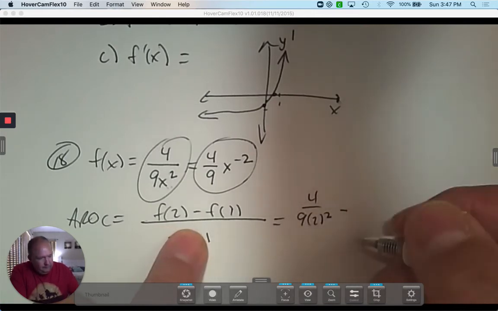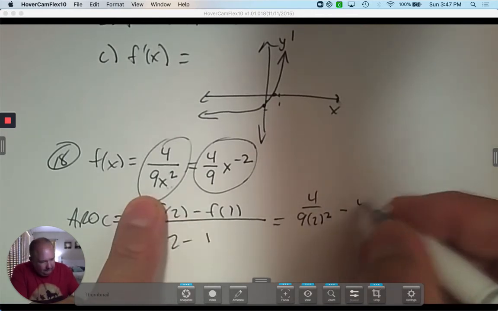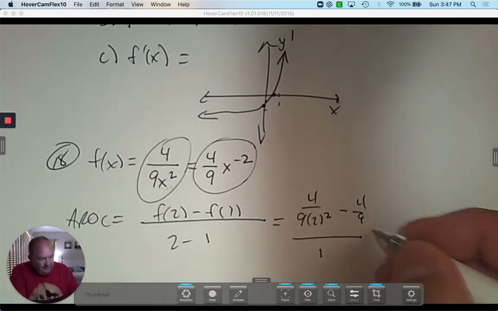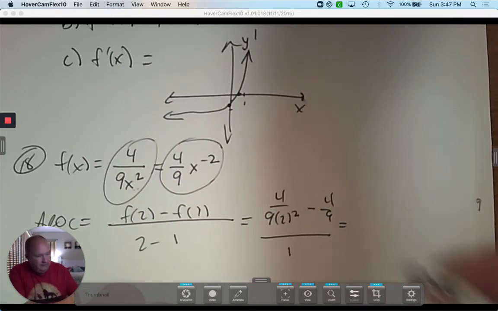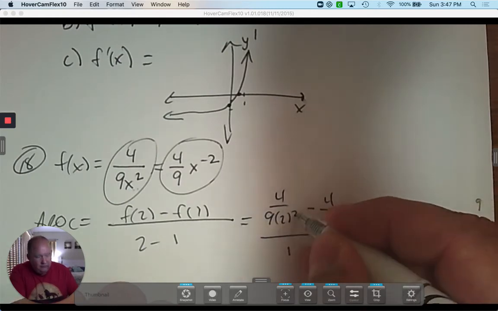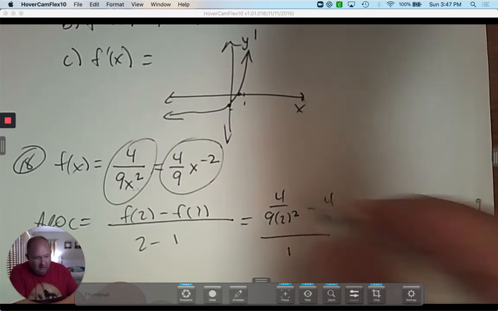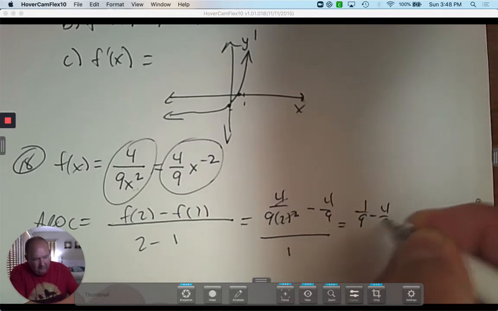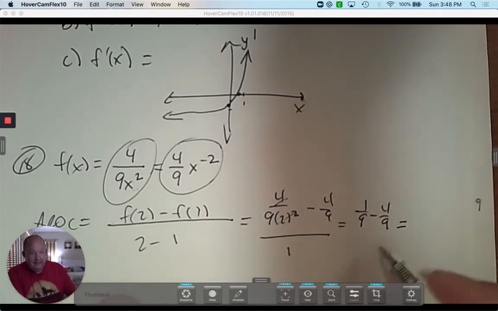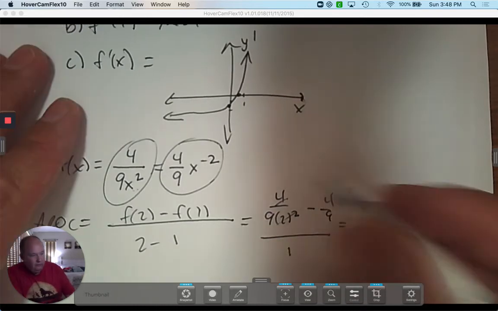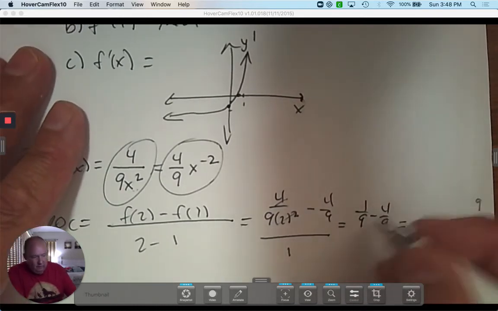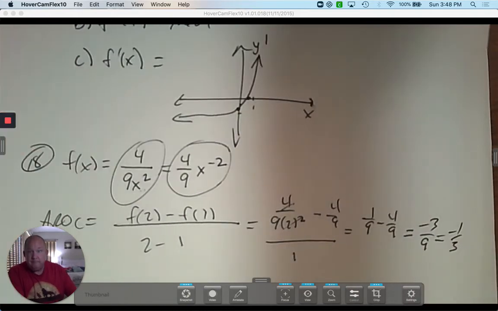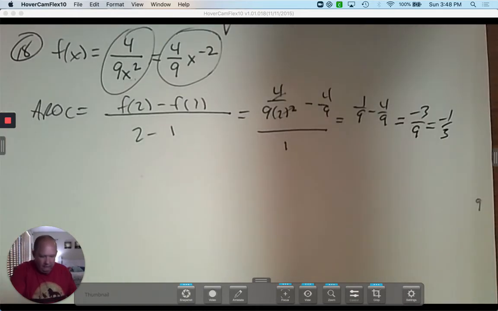Then substitute in 1. Now dividing by 1 doesn't change anything in the numerator, so that's good, right? So when I do this, notice that 2 squared is 4. Well, 4 divided by 4, that gives me 1/9. Isn't that neat to just be done like that? And again, divided by 1 doesn't change anything. So you see how the 4's divide out? Then 1 take away 4, you get negative 3/9 or negative 1/3. Perfect. That's your average rate of change.